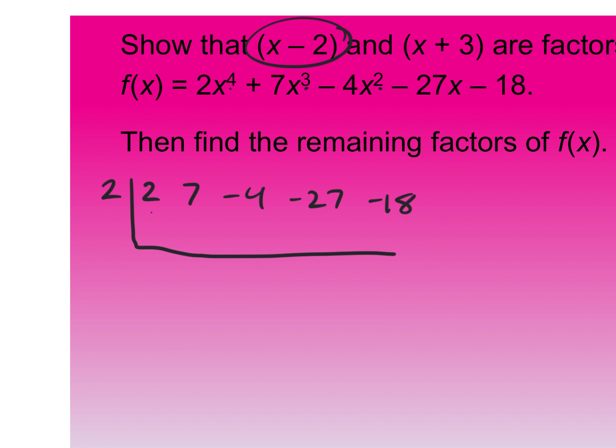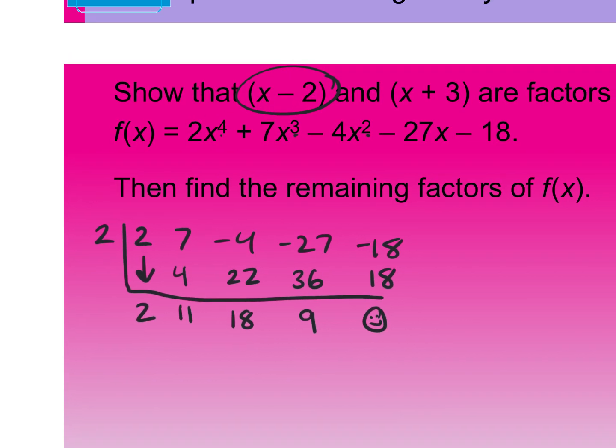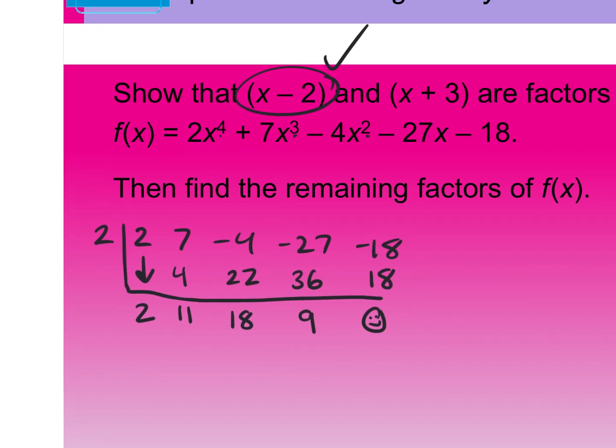We always start by dropping down the first number, multiply on the outside. 2 times 2 would be 4. 4 plus 7 is 11. 11 times 2 is 22. 22 minus 4 is 18. 2 times 18 is 36. Minus 27 would be 9. 9 times 2 is 18. 18 minus 18, 0. Is x minus 2 a factor? Yes. We just showed that x minus 2 is a factor because we got 0 as the remainder.